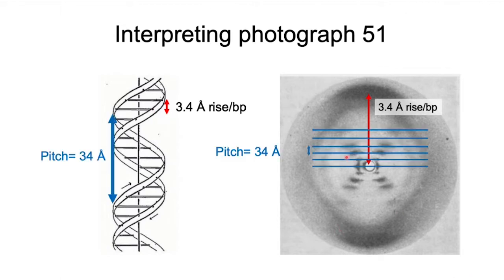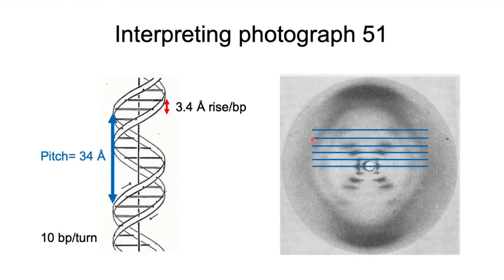The spacing between these sets of spots over here, known as layer lines, gives us the pitch of the helix, and the pitch is 34 angstroms. So the pitch is the distance going vertically here that the helix repeats itself. And now if you take the pitch of 34 angstroms and divide by the rise per base pair of 3.4, that tells us that there are 10 base pairs per turn in the helix.